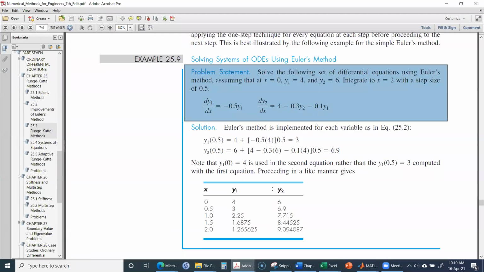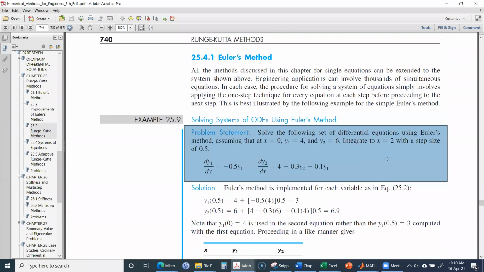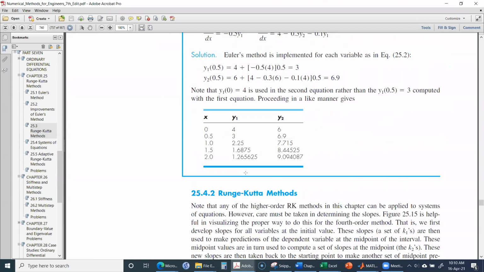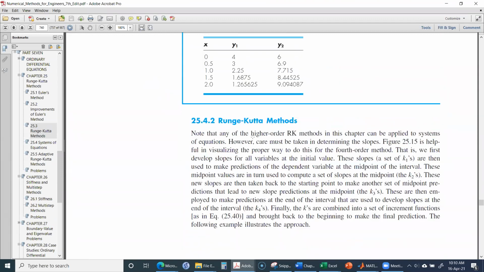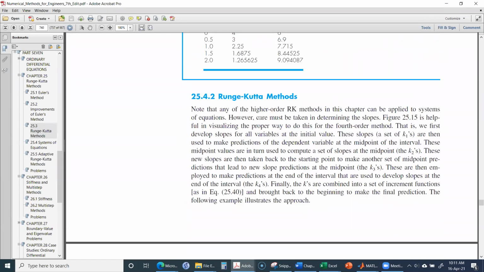1.26 and 9.09. So we got the values. In this way, we can apply Euler's method, which is rather simple to apply. The second approach for the system of ordinary differential equations is to apply some order of the Runge-Kutta method. Any of the higher order Runge-Kutta methods in this chapter can be applied to systems of equations. However, care must be taken in determining the slopes.